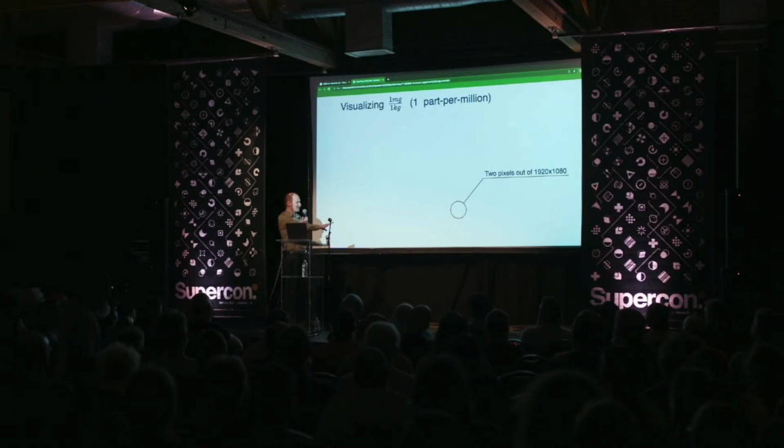So you can see it with your eye. You can see micrograms and nanograms. Those are actually relatively easy things to detect.